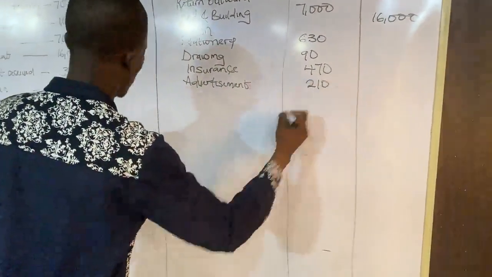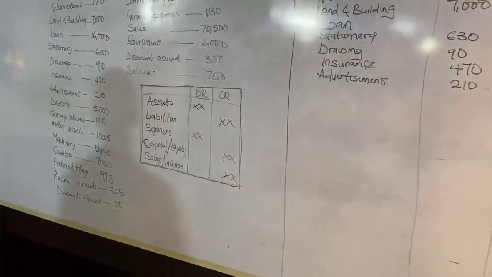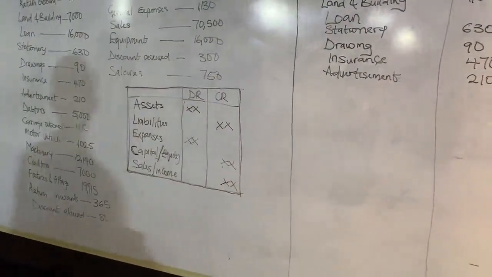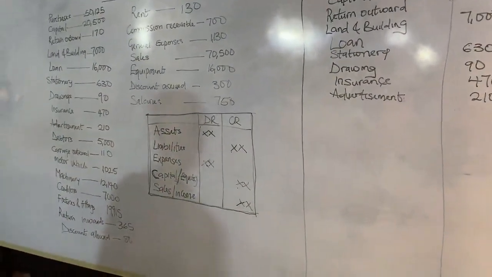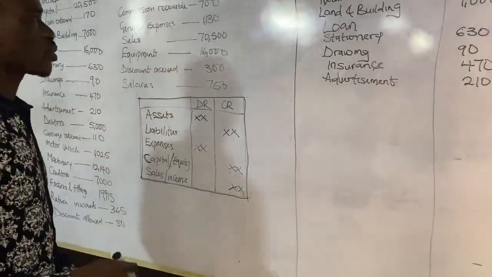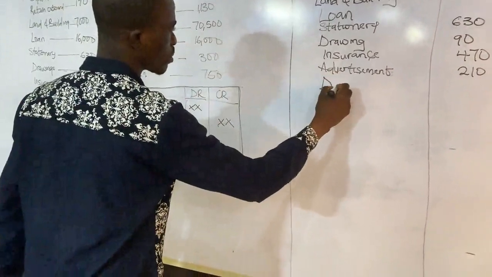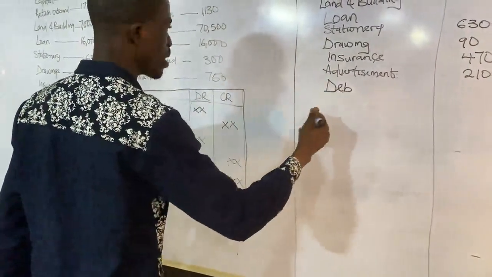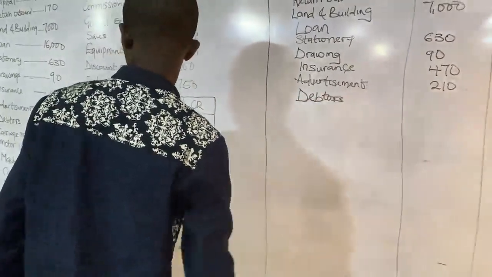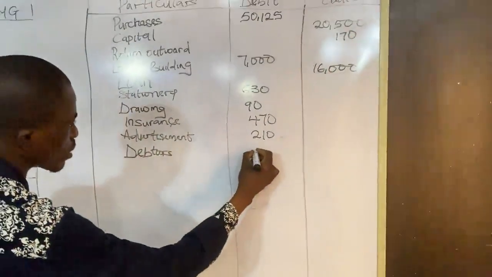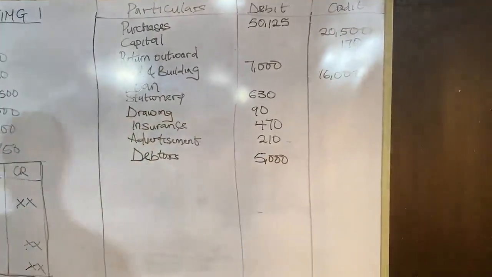210 naira. We have debtors. Debtors, that's those that are owing you. Those that are owing you is an asset also. Those that are owing you, current assets. When we talk about balance sheet, we explain better on all these things. Debtors, 5,000 naira. So it's an asset, it comes to the debit side.